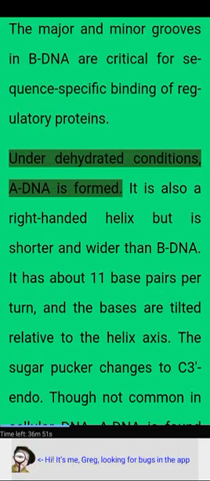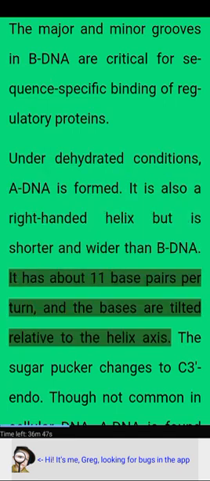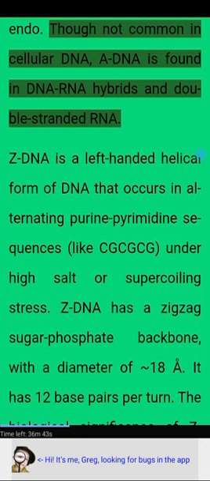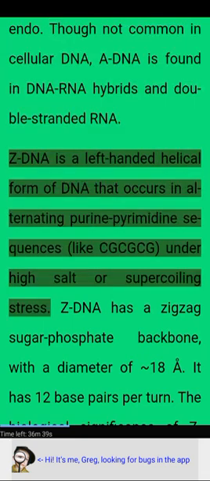Under dehydrated conditions, A-DNA is formed. It is also a right-handed helix but is shorter and wider than B-DNA. It has about 11 base pairs per turn, and the bases are tilted relative to the helix axis. The sugar pucker changes to C3'-endo. Though not common in cellular DNA, A-DNA is found in DNA-RNA hybrids and double-stranded RNA.